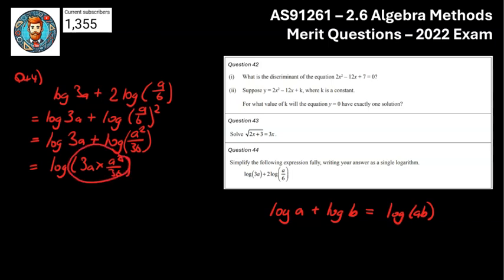And I just need to simplify the expression in the middle here. So that's going to be equal to, so log will be equal to 3A times A squared. That's going to be A cubed, right? So it'll be 3A cubed over 36. And I can actually cancel out the 3's there, right? And that there will become a 12 on the bottom. So my final answer there would be log A cubed over 12.